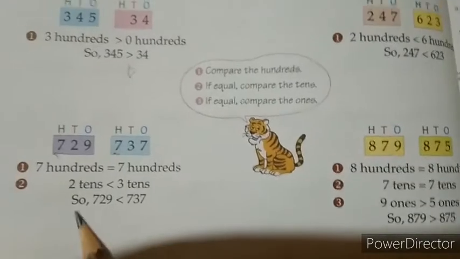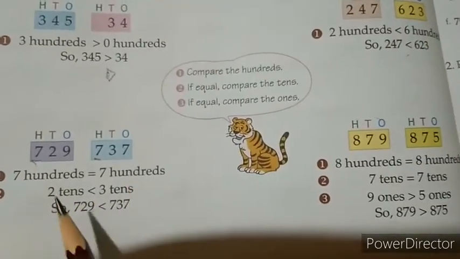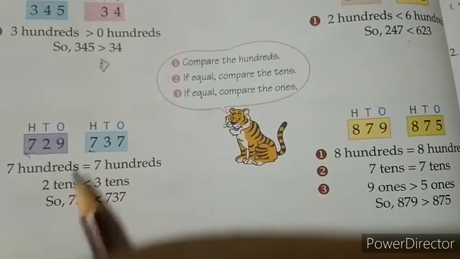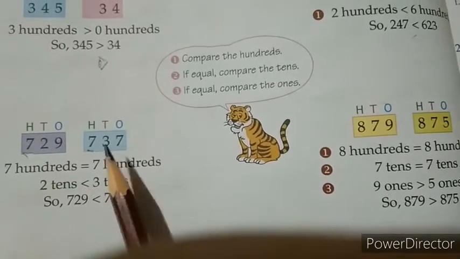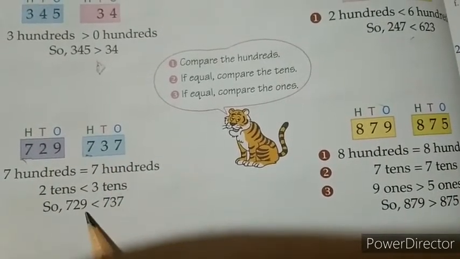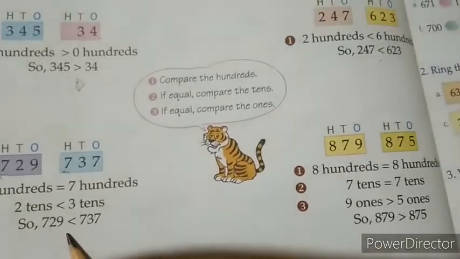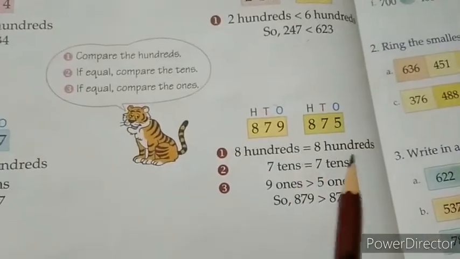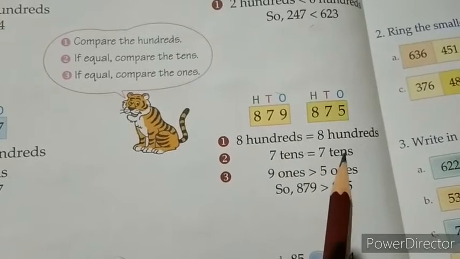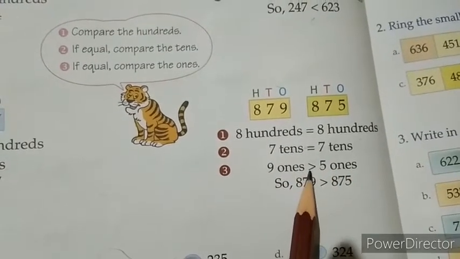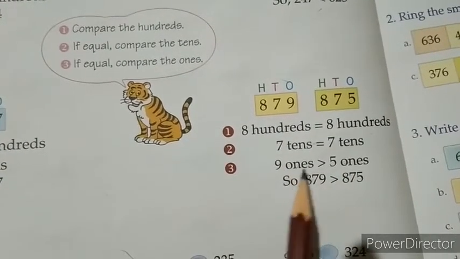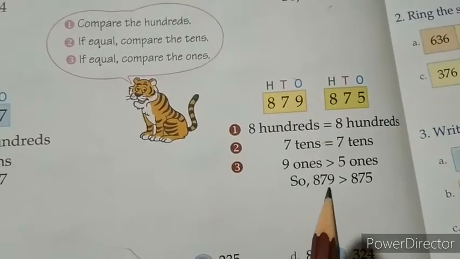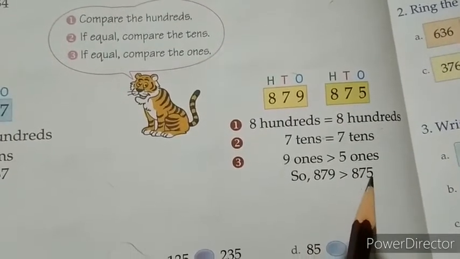So 700 is equal. Next one, then we will compare digit of tens place, 2 tens, 3 tens, then which is greater? 3 tens, so 737 is greater than 729. Here, look, digit of 100 place are equal, digits of tens place also equal. Then we will compare digits of ones place, so 9 ones and 5 ones, then 879 is greater than 875.